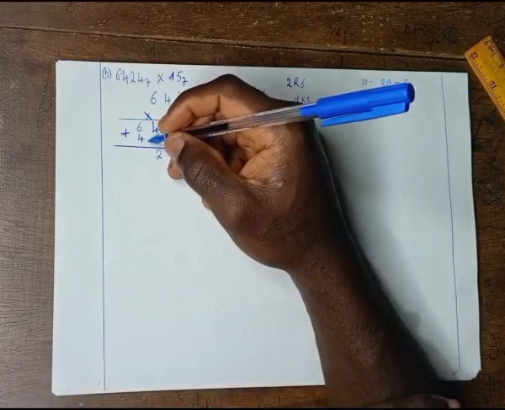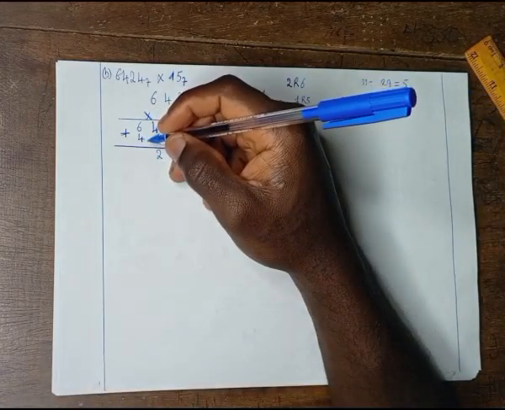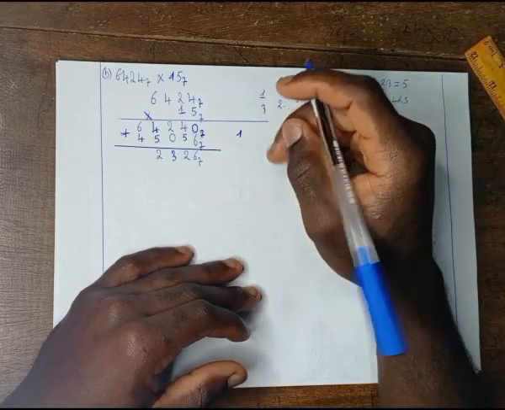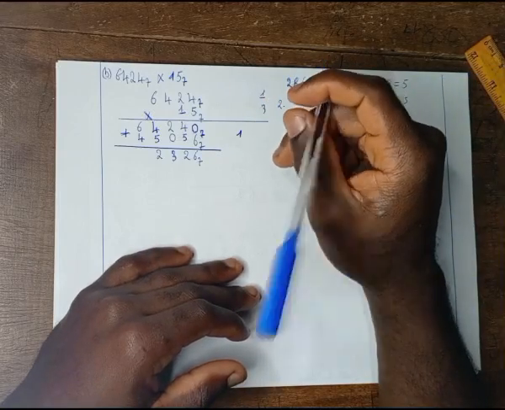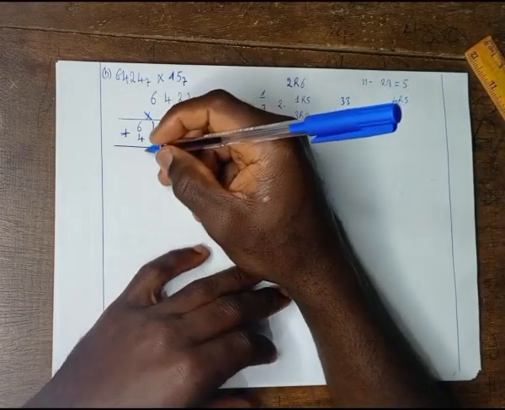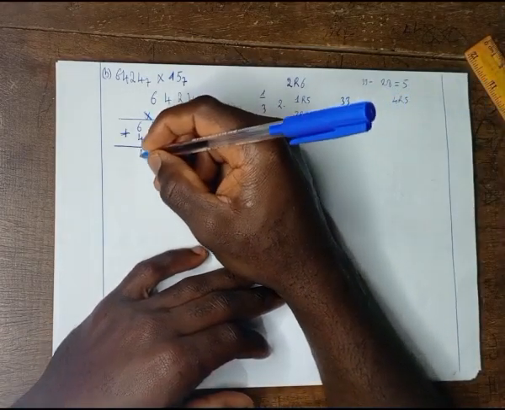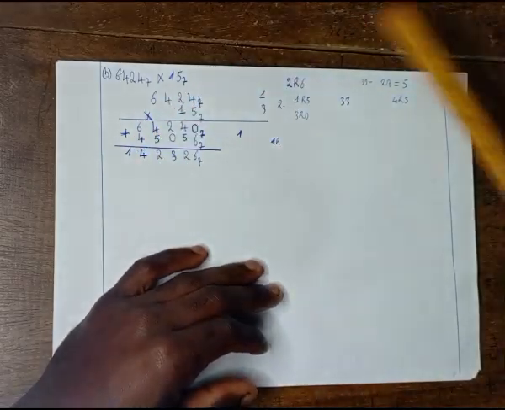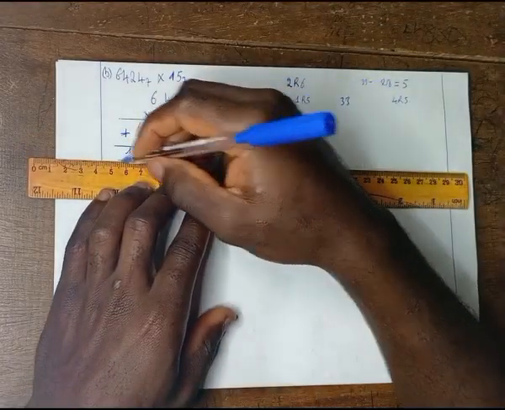6 plus 4 gives us 10. 10 plus the 1 we carry gives us 11. 11 in base 7 gives us 1 remainder 4. We are going to write down the remainder here, which is 4. Then the whole number part 1, we take it to the next higher place value. We underline our answer. This is the answer.